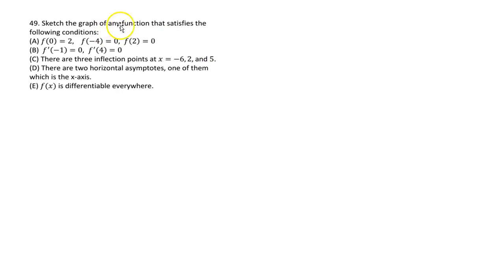Okay, sketch the graph of any function that satisfies the following conditions. There are 3 inflection points, negative 6, 2, and 5. There are 2 horizontal asymptotes, one of which is the x-axis. And f is differentiable everywhere. First, for these questions, you just have to do trial and error. It's hard to draw everything in at once.